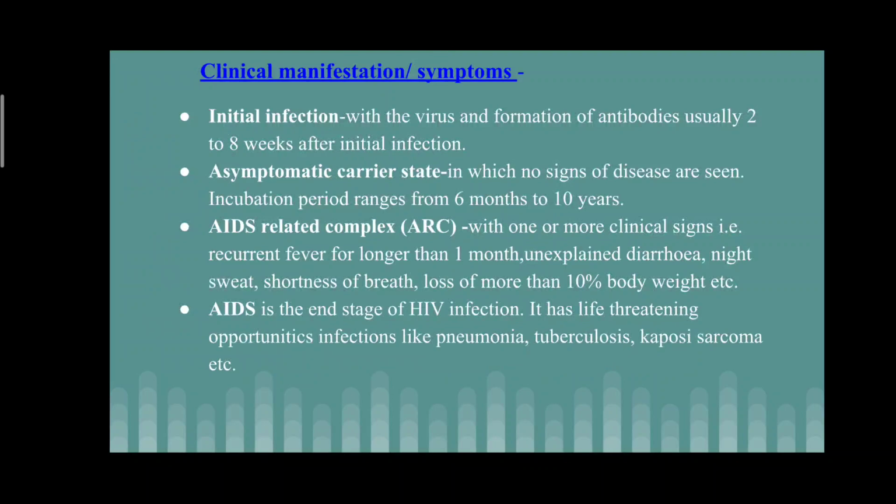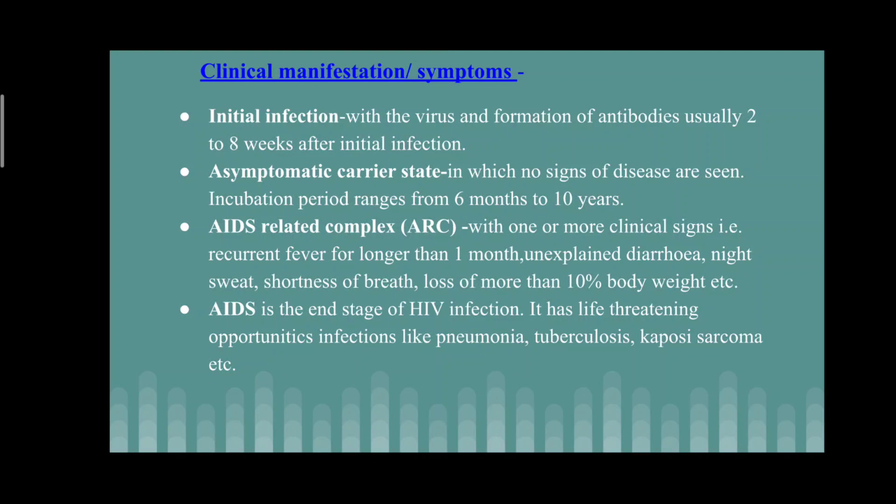Then, next point, see clinical manifestation. It is simply known as the symptoms. These symptoms are categorized into four stages. First one is the initial stage of infection with the virus and formation of antibodies, usually 2 to 8 weeks after initial infection. Next is the asymptomatic carrier state, in which no signs of disease are seen. Incubation period ranges from 6 months to 10 years.